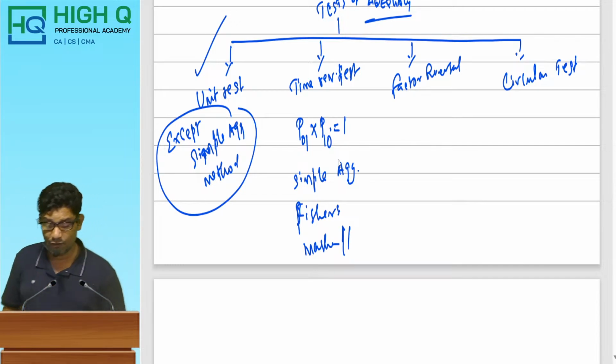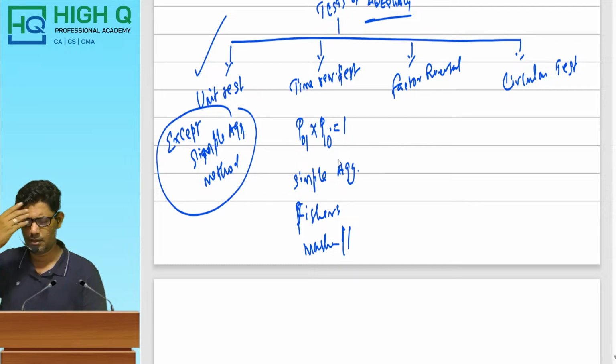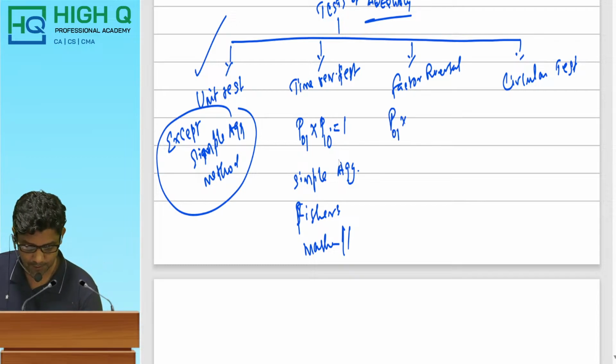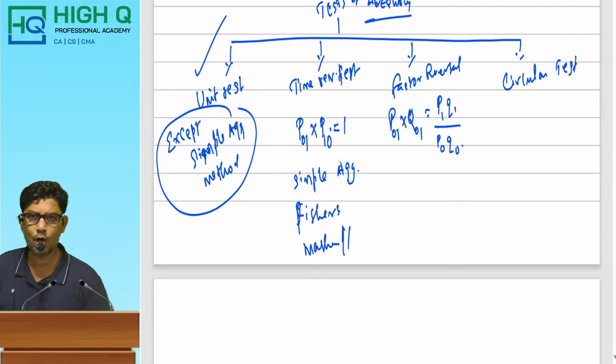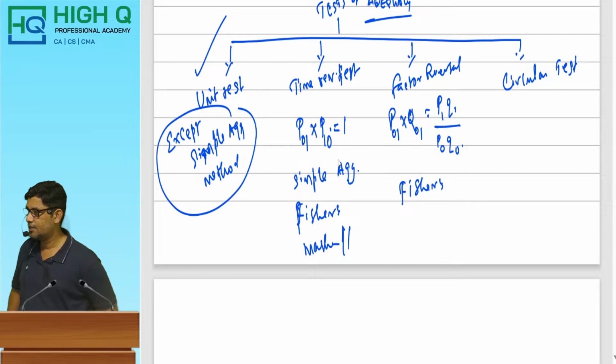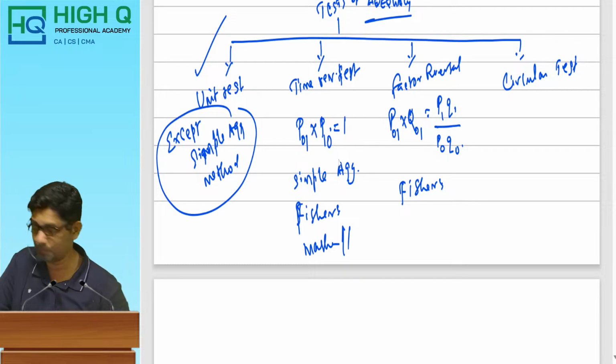Okay. Now, factor reversal test means price is converted into quantity, quantity is converted into price. So what is the factor reversal test? P01 into Q01 is equal to P1Q1 by P0Q0. Only one formula satisfies the factor reversal test. Only one formula satisfies, what is it? Fisher's. Listen here, out of the 3 tests, Fisher satisfies all the 3 tests. So that is why we always say one of the best index numbers is Fisher's index number. Whereas circular will not satisfy Fisher's test.